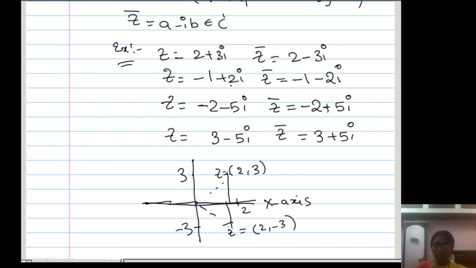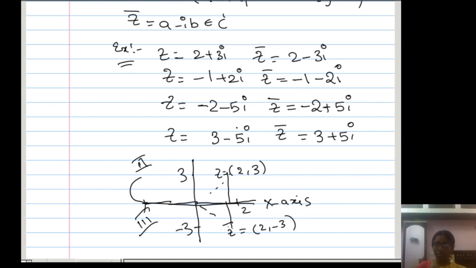Similarly, minus 1 comma plus 2i geometrically. Suppose minus 1 comma 2, which lies in which quadrant? X is negative, y is positive. So it is in the second quadrant. Z is here. Then minus 1 comma minus 2 is in the third quadrant. Yes, so it is mirror image only.